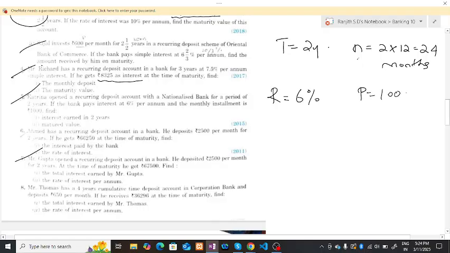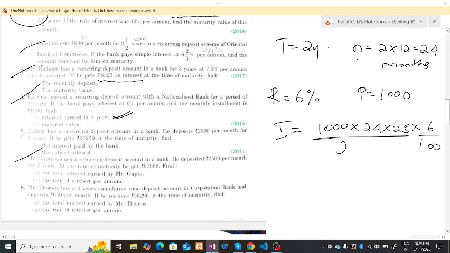I think y'all can try this for homework. So it's a simple question. Principal is 1,000. Interest earned in 2 years. You have to find interest. Use the same formula: 1,000 into 24 into 25 into 6 by 100 divided by 2 into 12. So that 2 into 12 is nothing but 24. Fine. Complete this. Find the interest and maturity value.